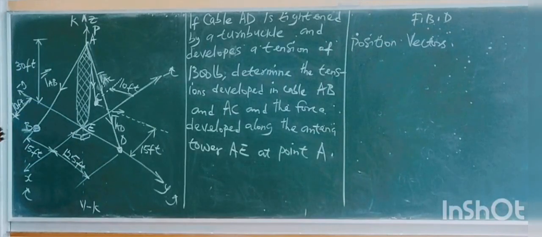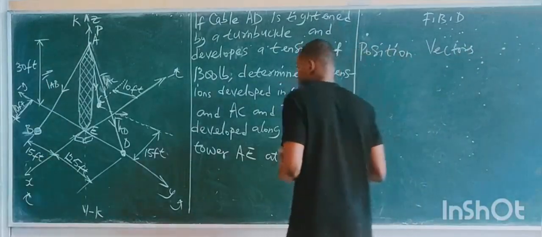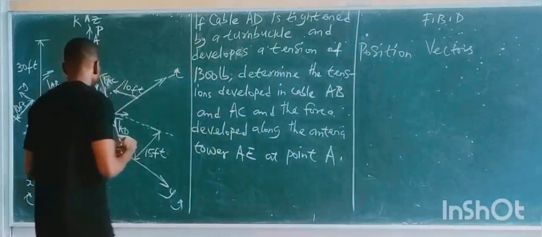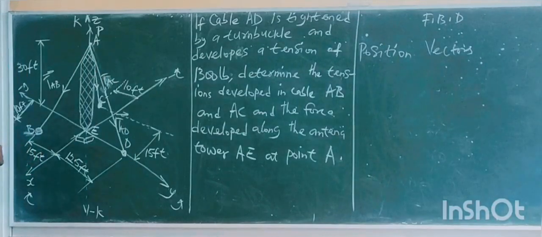After the free body diagram, the next thing to do is simply what? Obtain the position vectors. That is simply obtain the position of all the force components that you have there. So you move from the origin to locate all the points.